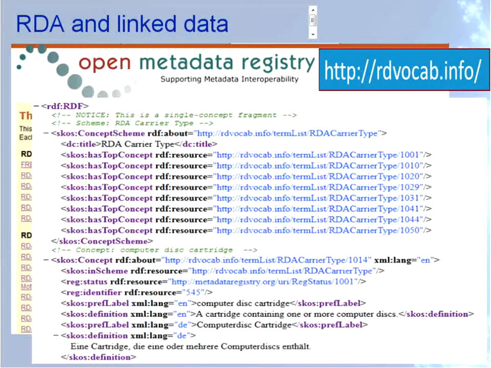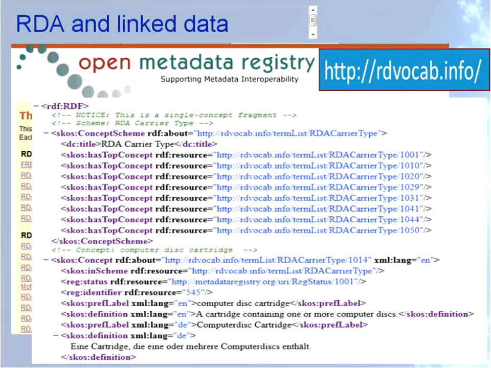I mentioned RDA and linked data. It's the buzz thing at the moment. The RDA elements and vocabularies have been expressed in forms suitable for linked data applications in Resource Description Framework. You can find these forms of RDA vocabularies and elements in the Open Metadata Registry.